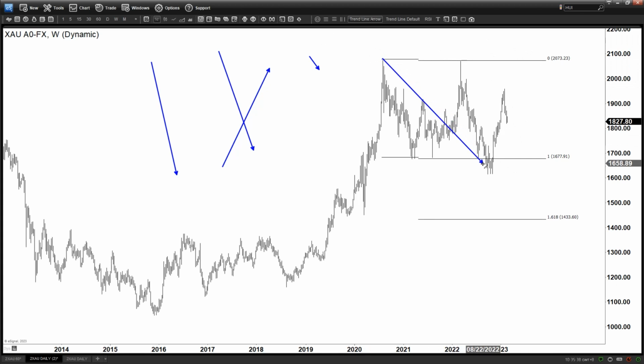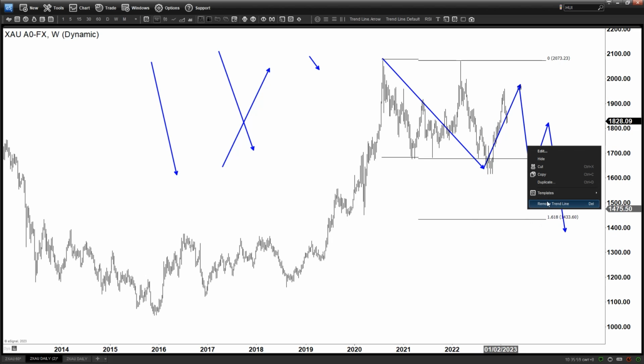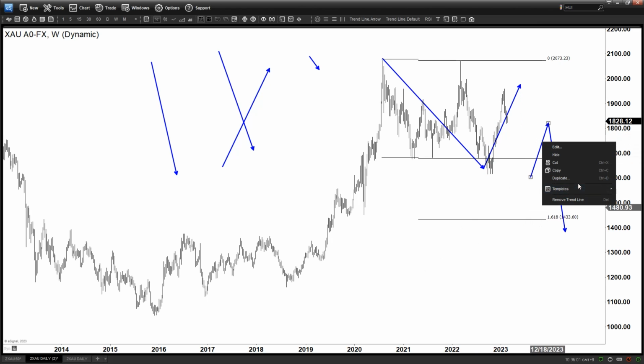Now of course we always have a chance to do what we call a double correction, which is basically a 7 swing, 1 2 3 WX and then another 1 2 3. Of course this possibility is still there, but the rally here looks impulsive. So that's why I think the more likely chance at this point is that the pullback is going to hold above this October low and continue to extend higher again.